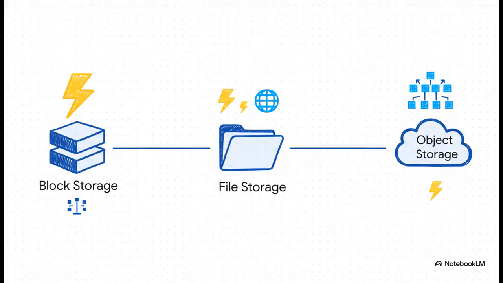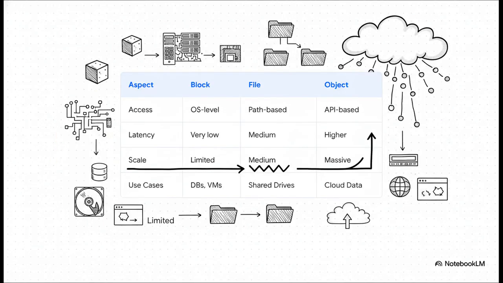It really all boils down to this fundamental trade-off. On one end of the spectrum, you've got block storage. It's optimized for pure face-melting speed, the lowest latency possible. And on the complete opposite end, you have object storage, which is built for massive, almost infinite scale. And our librarian, file storage, lives right there in the middle, trying to give us a nice balance of structure and accessibility.